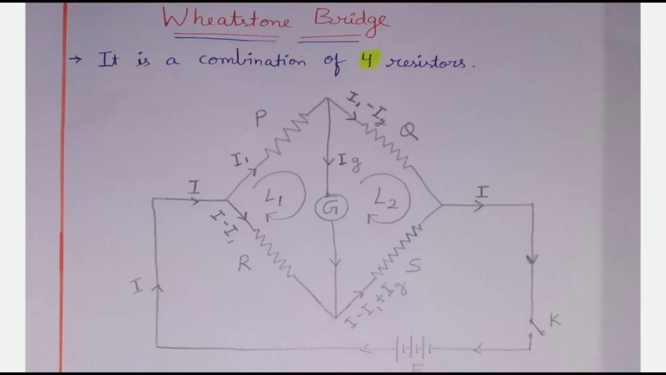It is a combination of four resistors, a galvanometer, and some circuit elements which form a certain type of combination. For example, as you can see in this diagram, we have four resistors P, Q, R and S. Along with these four resistors arranged like this, we also have a galvanometer, battery for potential difference source, a key. This arrangement forms a type of bridge which we generally call as Wheatstone bridge.